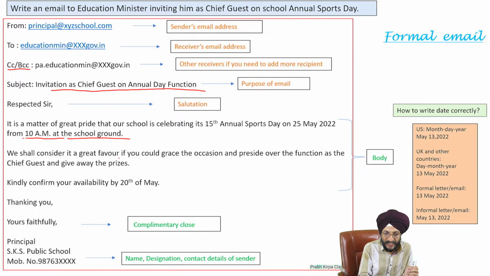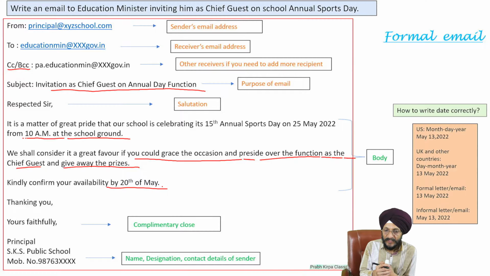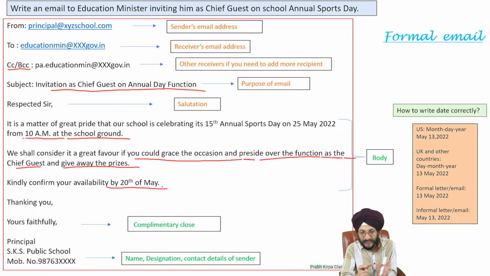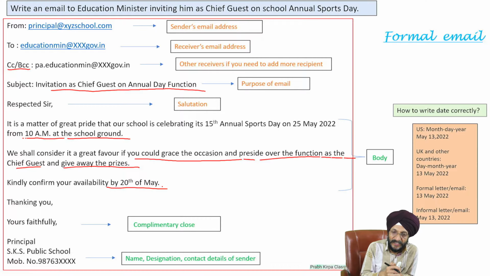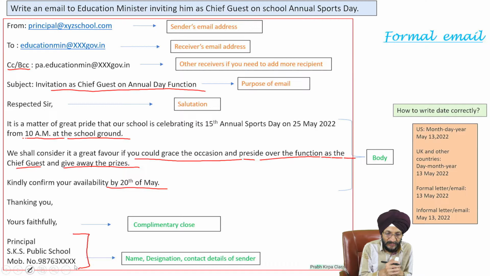We shall consider it a great favor if you could grace the occasion and preside over the function as chief guest and give away the prizes. Kindly confirm your availability by 20th of May. As this presentation was drafted a few days ago, that is why the dates have been mentioned accordingly. Thanking you, yours faithfully, it is a complimentary clause. Then the name, designation, and the contact number of the person sending the email is mentioned here. It is principal SKS Public School. Then the mobile number is mentioned.